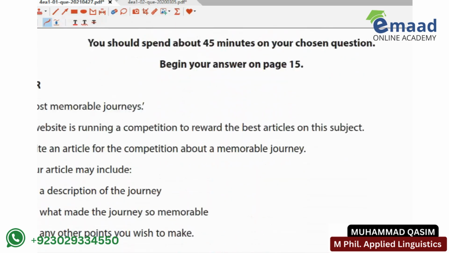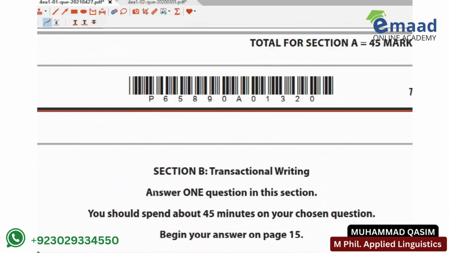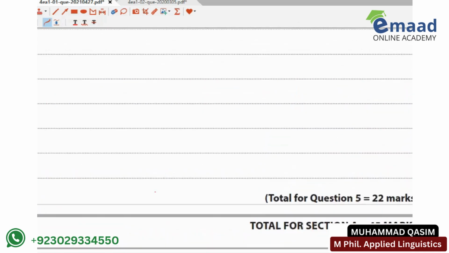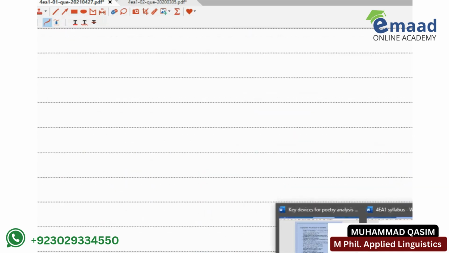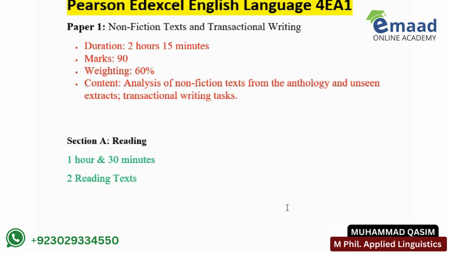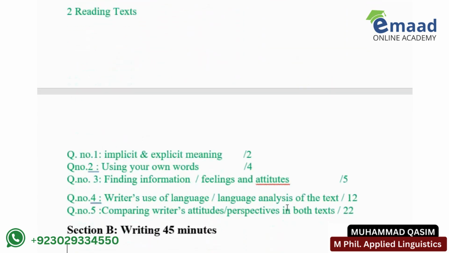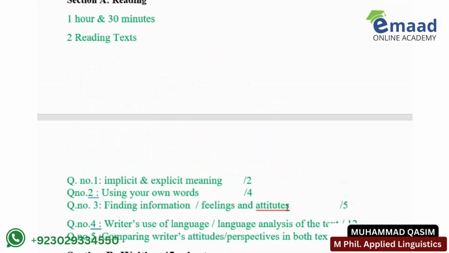You can have a speech, a leaflet, a guide, or an article writing task. You need to learn all these types of writing tasks well to secure good grades in your Pearson Edexcel exam. So here is the summary of the whole discussion. In this video we have discussed Paper 1, which is non-fiction text and transactional writing. 3 short and 2 long questions are there in reading Section A worth 45 marks, and you will have a choice of 2 questions to choose from, and you will choose one transactional writing task for 45 marks.